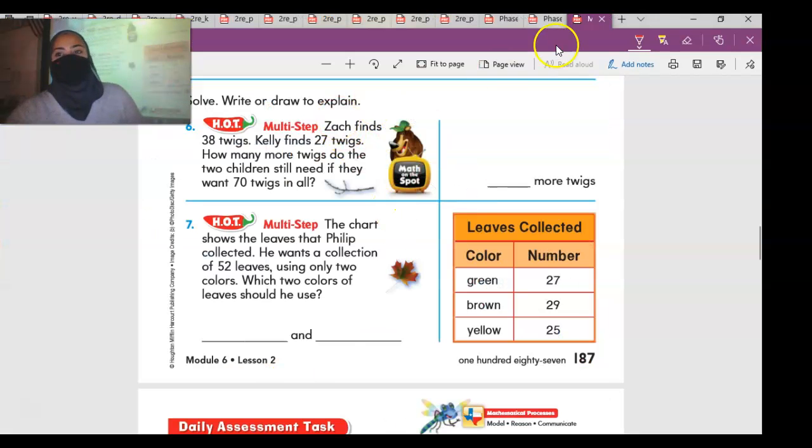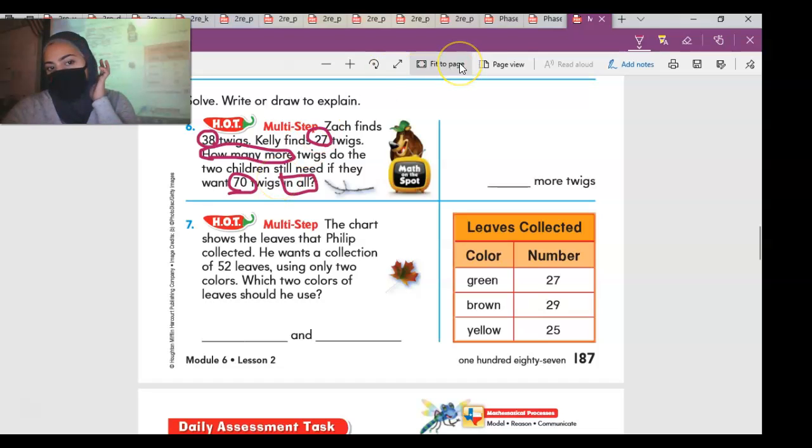All right, so before we read this problem, make sure you show your strategies as you read. Show your strategies means circle the numbers, box the key words, underline the question. Zach finds 38 twigs. Kelly finds 27 twigs. How many more, that's a key word, box that. How many more twigs do the two children still need if they want 70 twigs in all?